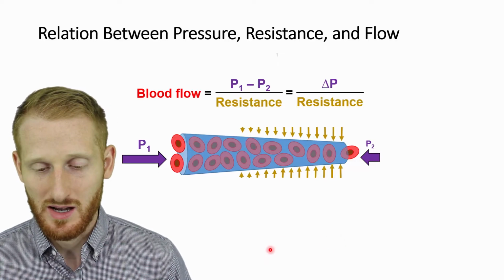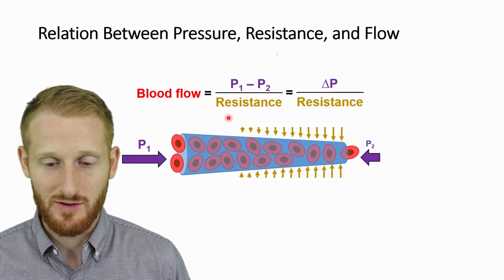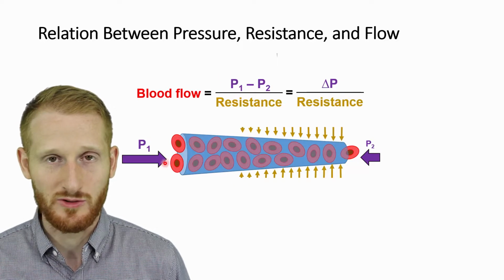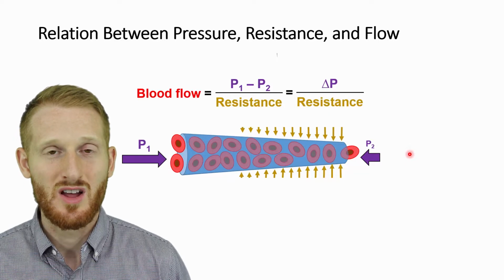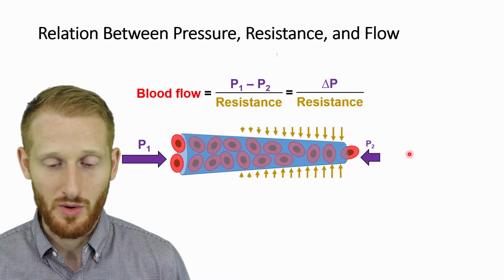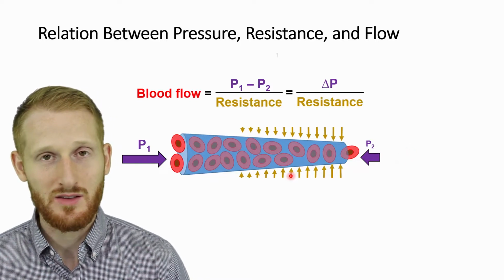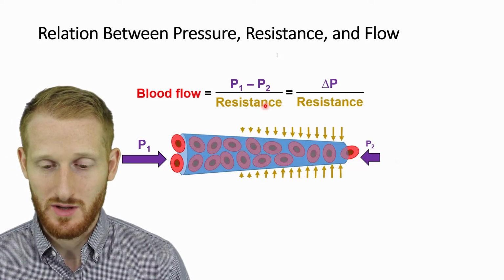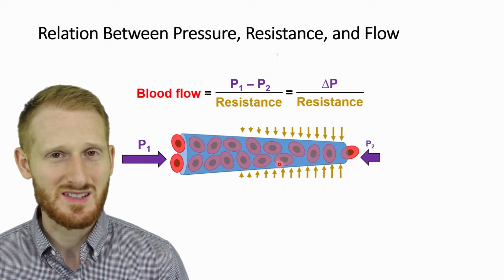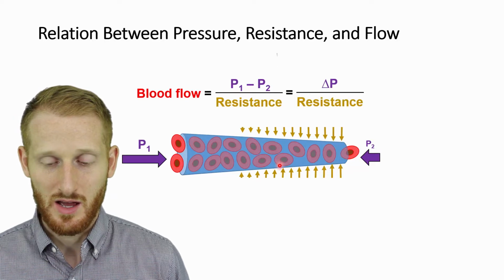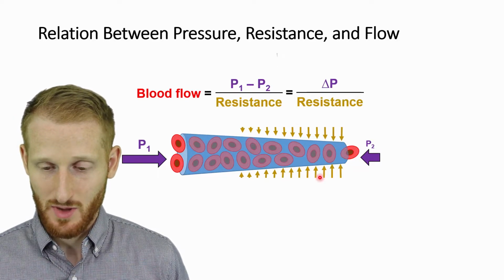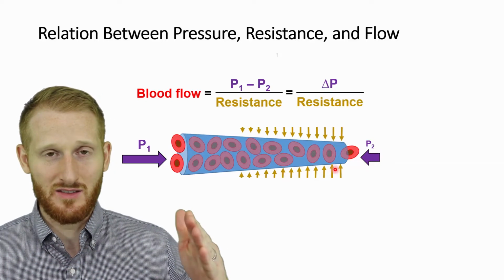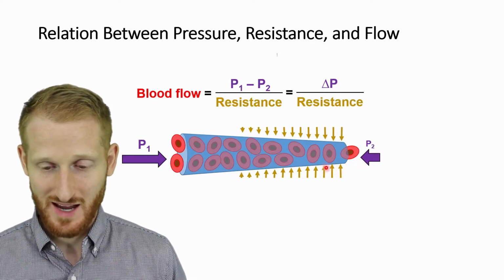And typically in the body, the pressure is always going to be greater in that P1, so the first pressure. The greater pressure 1 is compared to pressure 2, the more the blood is going to flow in that direction. Now, the other thing that affects the blood flow is the resistance. So resistance in the body is primarily driven by the vessel diameter.